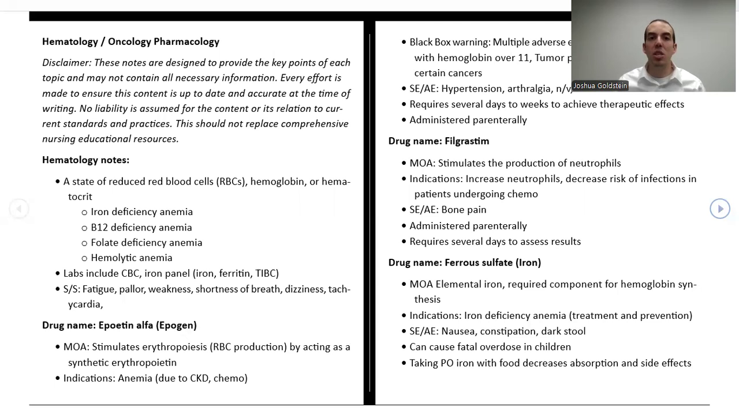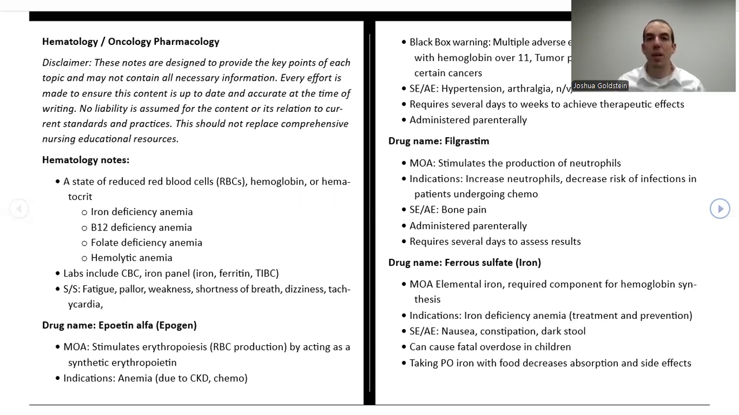Signs and symptoms, these are pretty generic, but generally speaking for anemia, we have fatigue because the patient doesn't have a lot of energy because they're not getting enough oxygen delivered to the cells to produce energy. They can be pale. They can have weakness, shortness of breath, dizziness, and tachycardia. So now let's start to talk about specific medications for the treatment of anemia.